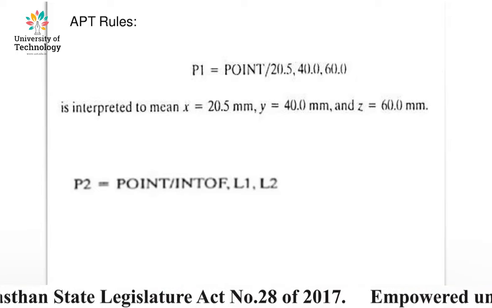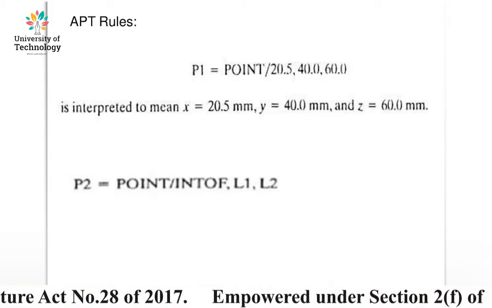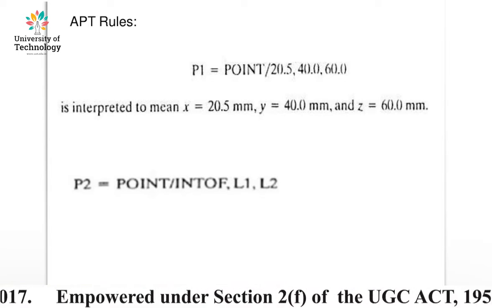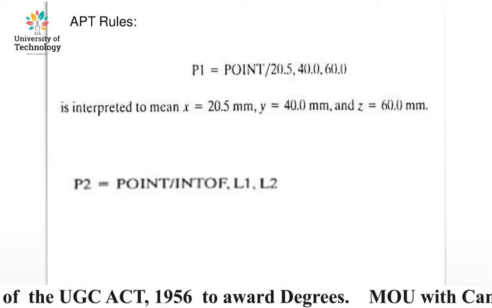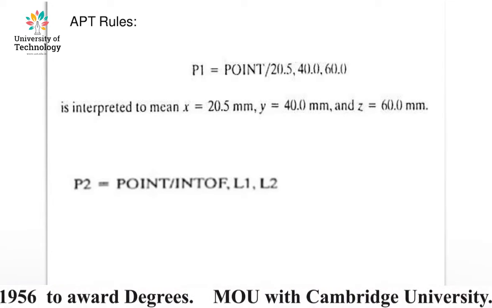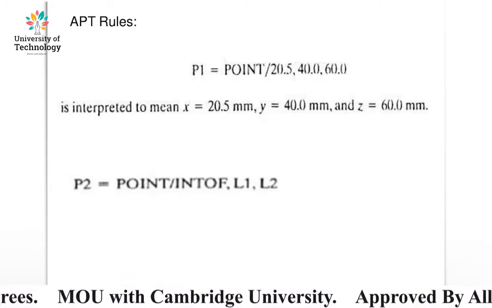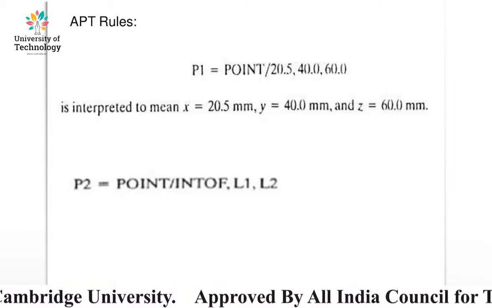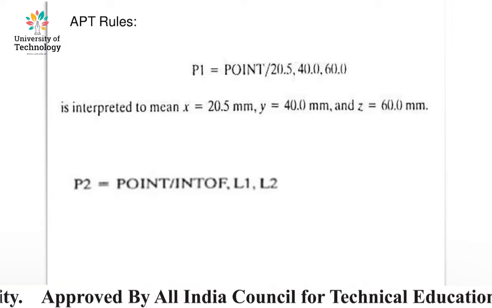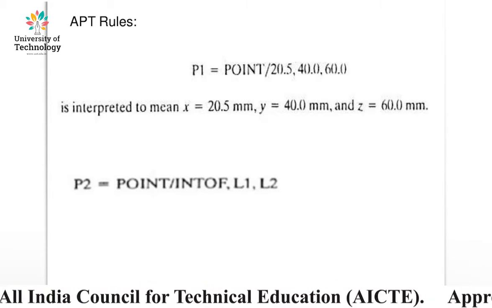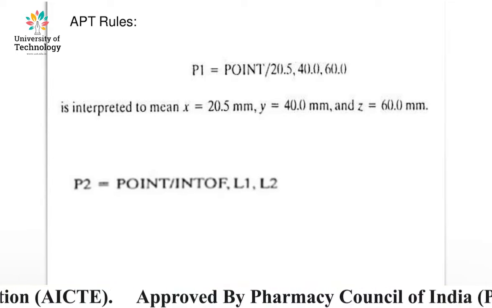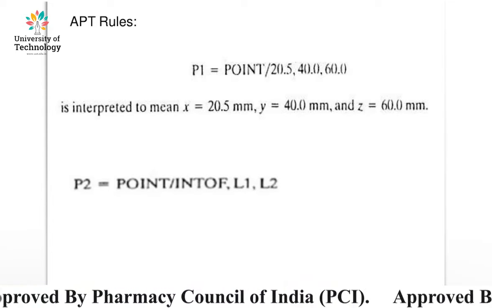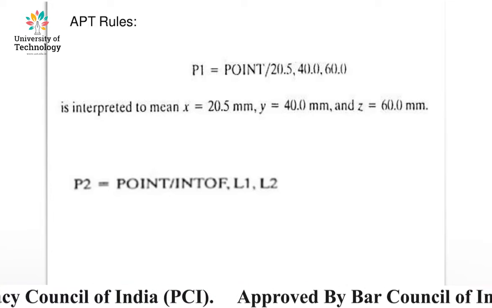APT rules, as per prior discussion: we can say here P1 equals point, oblique, and descriptive data. Here the coordinate of the particular point xyz is interpreted to mean x equals 20.5 mm, y equals 40 mm, and z equals 60 mm. That is the above-mentioned descriptive data.